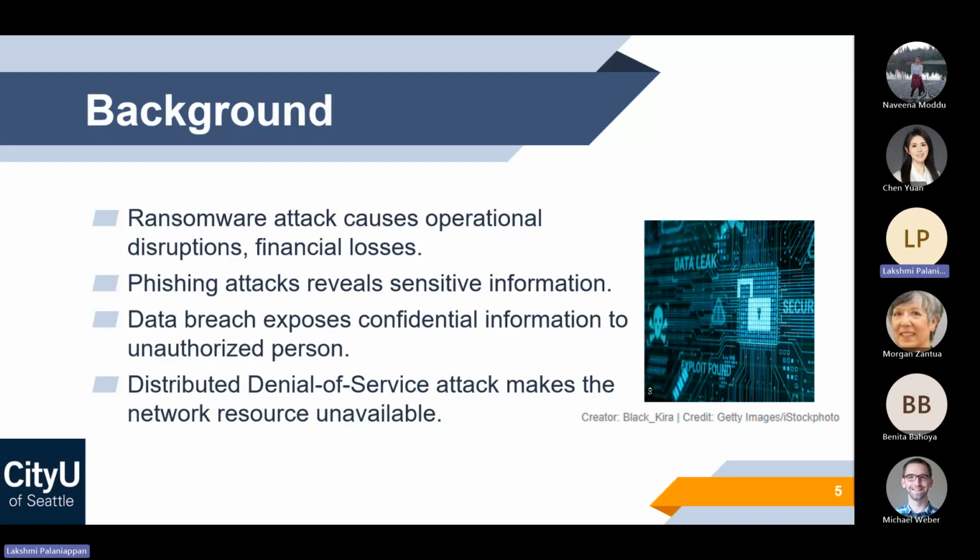The aviation industry is experiencing significant cybersecurity exposures and vulnerabilities such as ransomware attacks, phishing, distributed denial of service attacks, and data breaches. What do each of these terms mean? Let's look at them one by one.